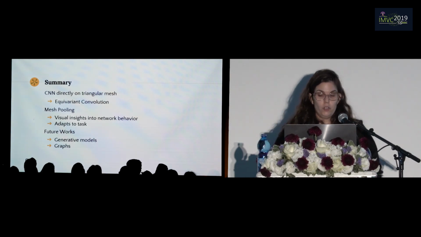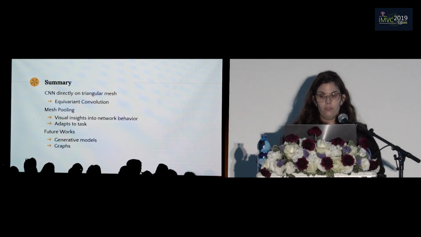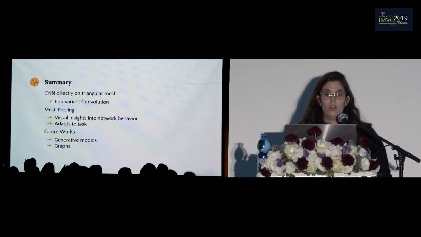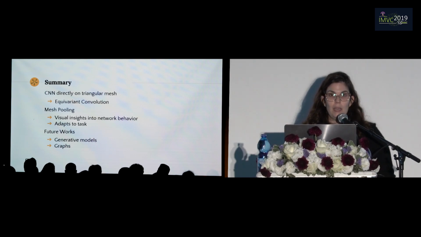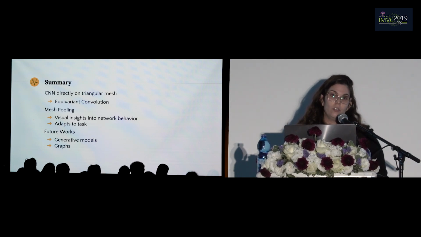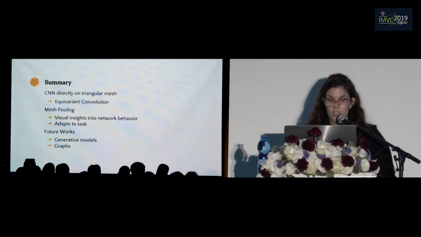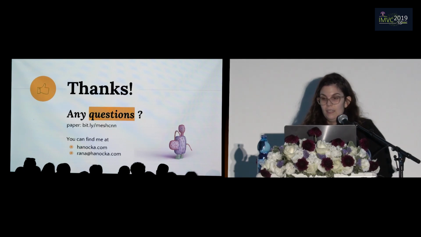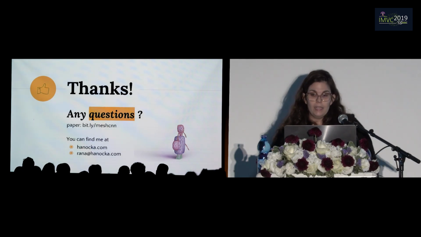So to wrap up, MeshCNN is a general method for using neural networks directly on triangular meshes. Our spatially adaptive pooling provides visual cues and insights into what the network has learned and also strengthens the learned feature representation. And please check out our paper online.